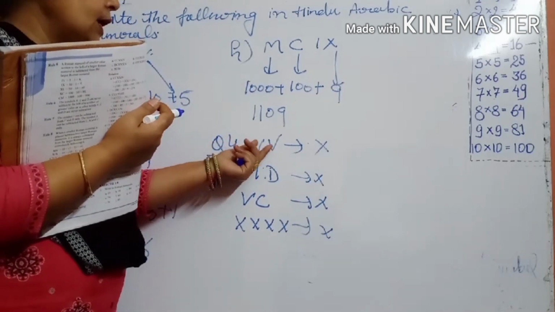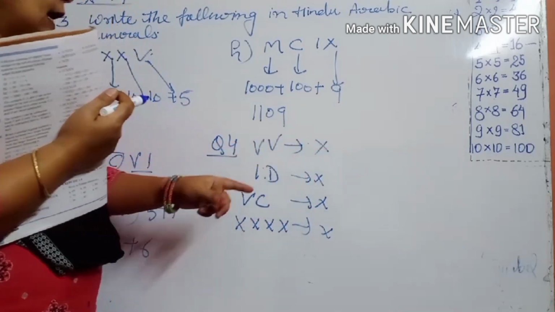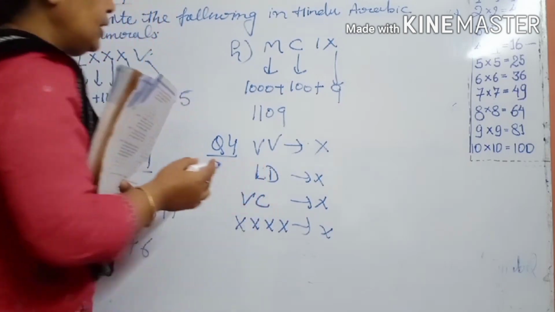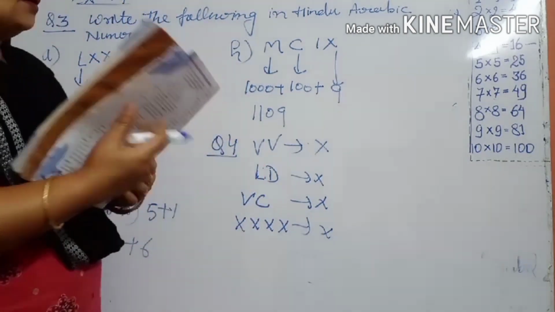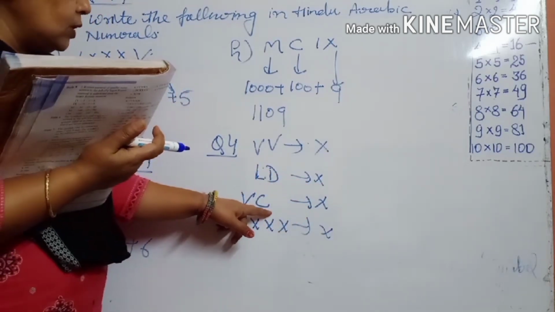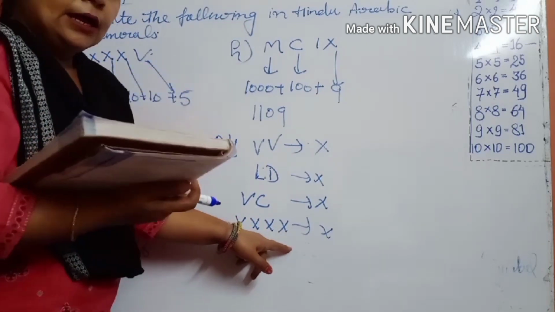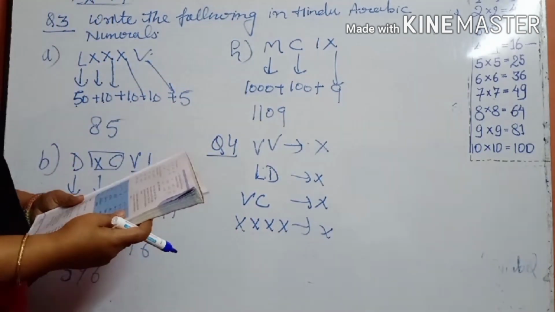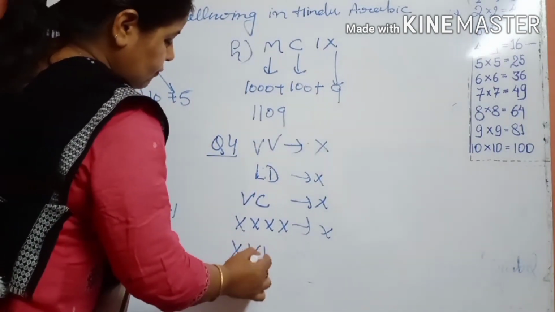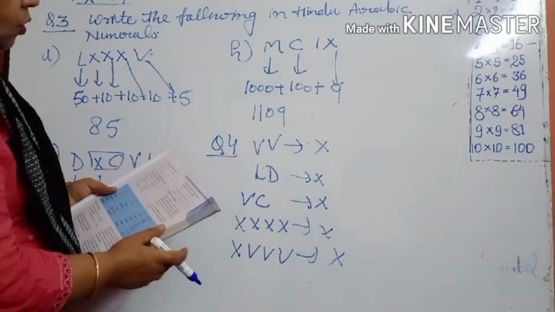2 times V is according to the rules, V comes only 1 time. Then for L and D, we cannot write V, L and D on the left or right side of the greater value. In the same way for this one also, the same symbol is coming 4 times, so it cannot be repeated. In this way you can see XVV. Next is XVVV. Same thing, V cannot be repeated. In this way this concept is also wrong.